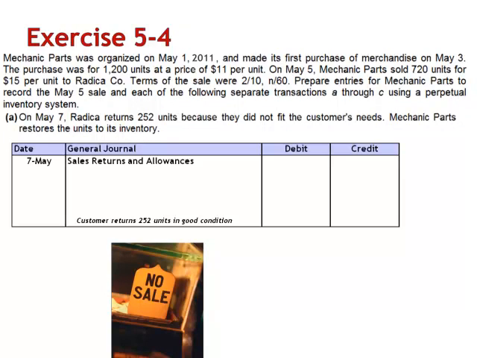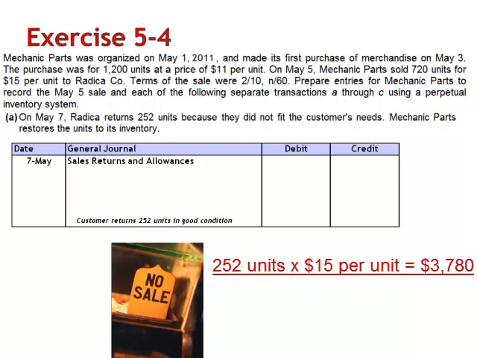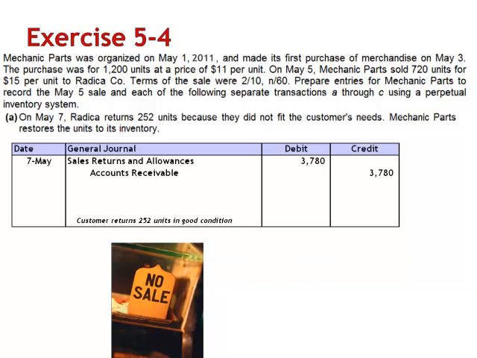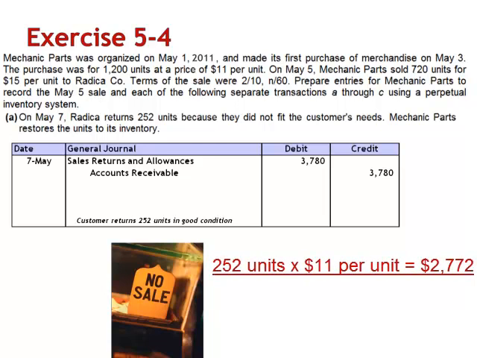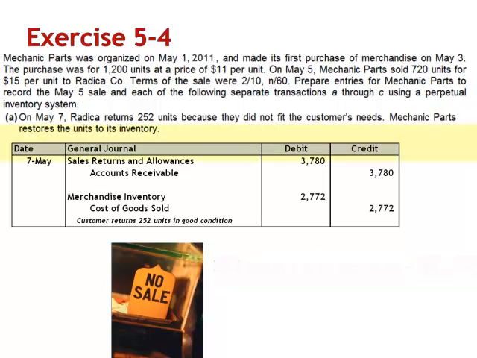The journal entry: debit sales returns and allowances, the contra revenue account, $3,780, and credit accounts receivable. We credit accounts receivable whenever we stop billing our customer. Because the units are in good condition, we restore these units to inventory at their cost of $11 per unit. Debit merchandise inventory, 252 multiplied by 11, $2,772, and reduce the expense account, cost of goods sold, crediting cost of goods sold for $2,772.